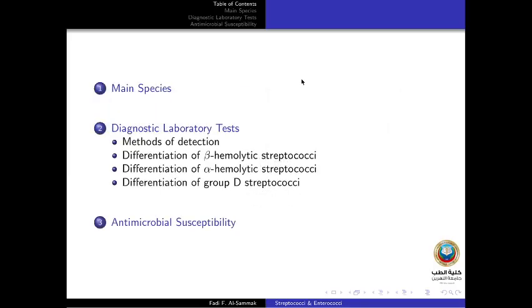In this session, we are going to talk about the main species which are clinically relevant in human diseases. And second, the diagnostic laboratory tests, what are the methods of detection, and how to differentiate between different species of the beta hemolytic streptococci and alpha hemolytic streptococci and group D streptococci, the three major groups. And finally, antimicrobial susceptibility test.